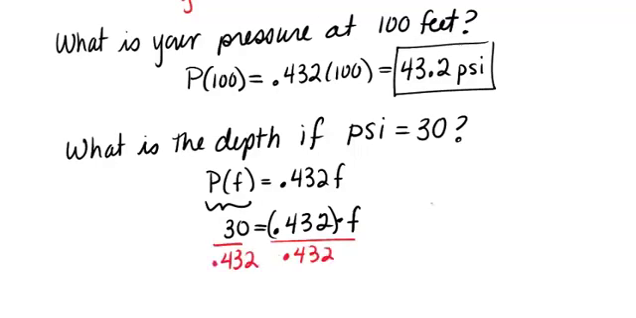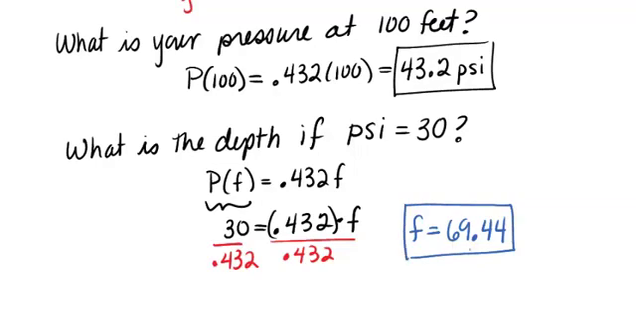And when you solve that, you should get F equals 69.44. And if you remember when we were looking at the graph, we were at approximately 70 feet. So this also agrees with what we got there.